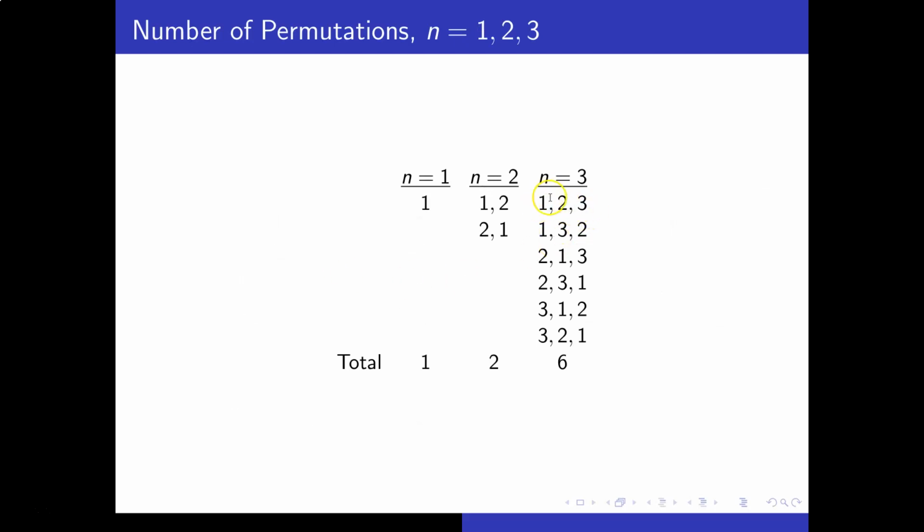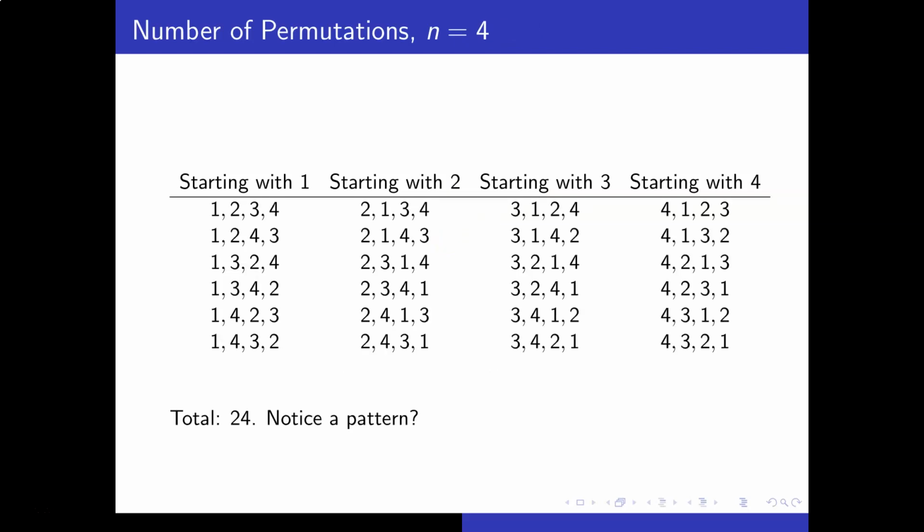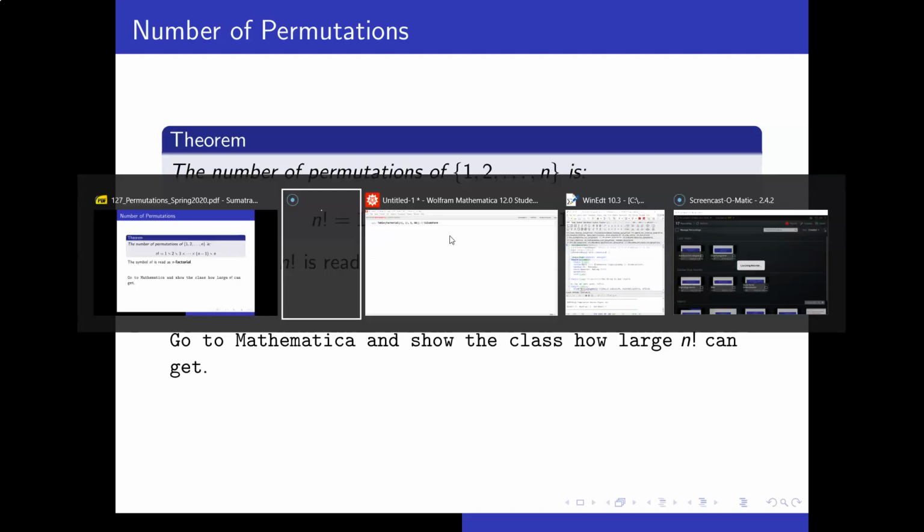Well, I had 3 ways to choose how this starts, and then I had 2 ways to order the other numbers. So there was 3 times 2 times 1. So the number of permutations is going to increase by a factor of n every time we increase n. All right, now n factorial gets very big very fast.